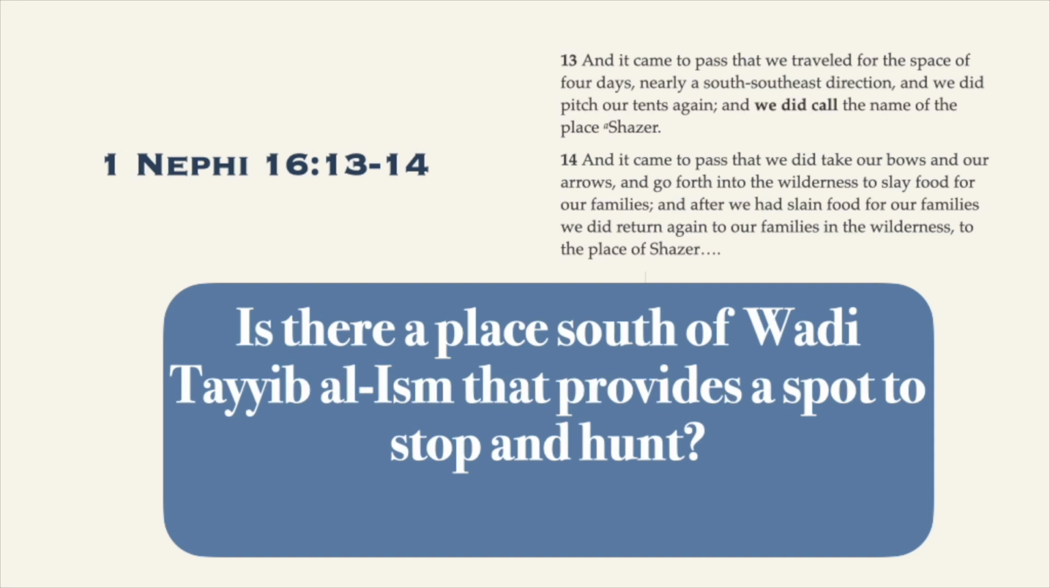And it came to pass that we did take our bows and our arrows, and go forth into the wilderness to slay food for our families. And after we had slain food for our families, we did return again to our families in the wilderness, to the place of Shazer. We're going to see if there's an actual place in the Saudi Arabian desert that could possibly fit this description based on the findings of Wadi Tayyib al-Ism, being the Valley of Lemuel.